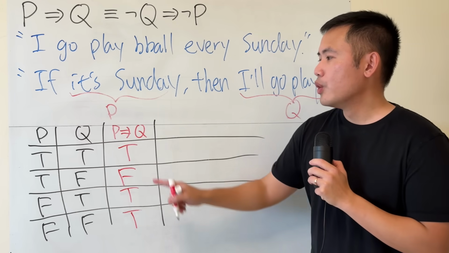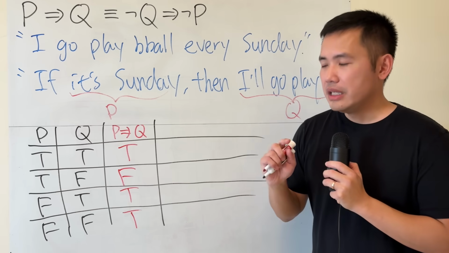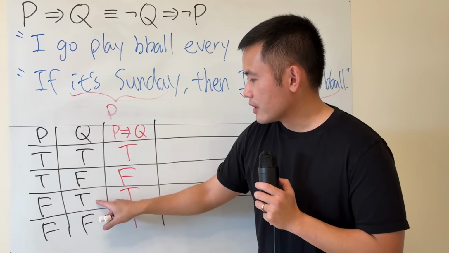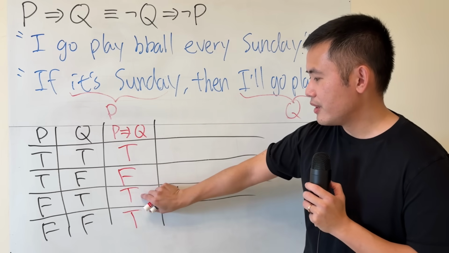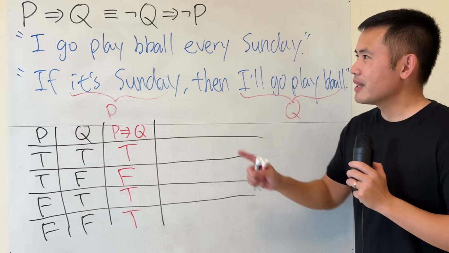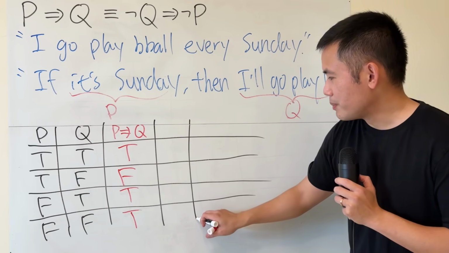The idea here is that when we have an implication, if the condition is false, then it doesn't matter what the conclusion is, the final result right here will be true. That's the tricky part. Now let's look at the contrapositive version.